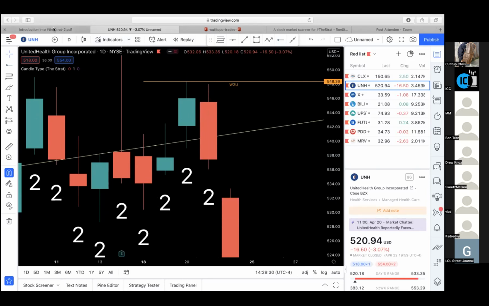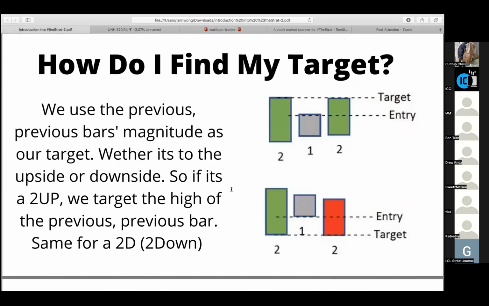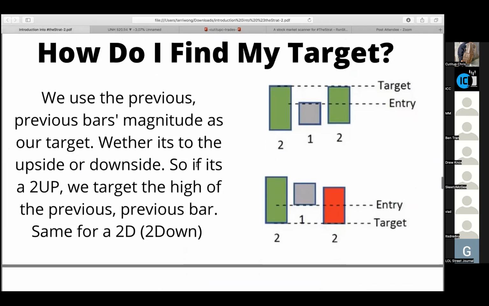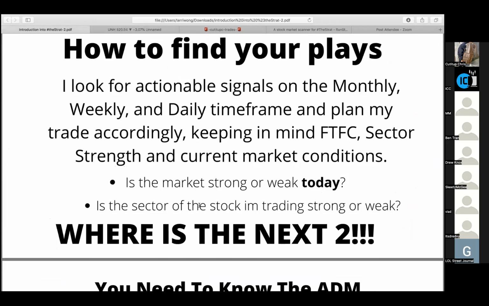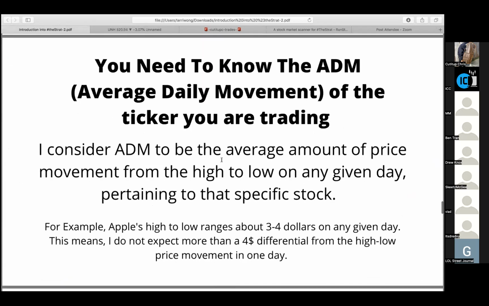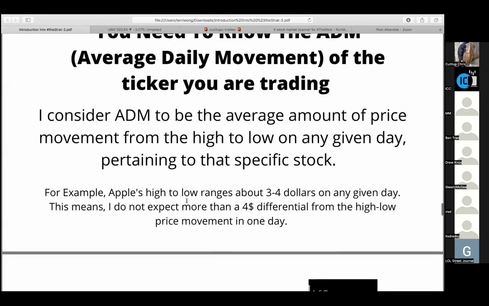So before we get into targets, how to find my target, how to find your plays, I'll get into that in a sec. But for targeting, you need to know the average daily movement of the ticker you're trading. I consider average daily movement to be the average movement from high to low on any given day pertaining to that specific stock. For example, let's just use Apple's high to low ranges about $3 to $4 on any given day. And I can show you guys where I'm getting that number from.